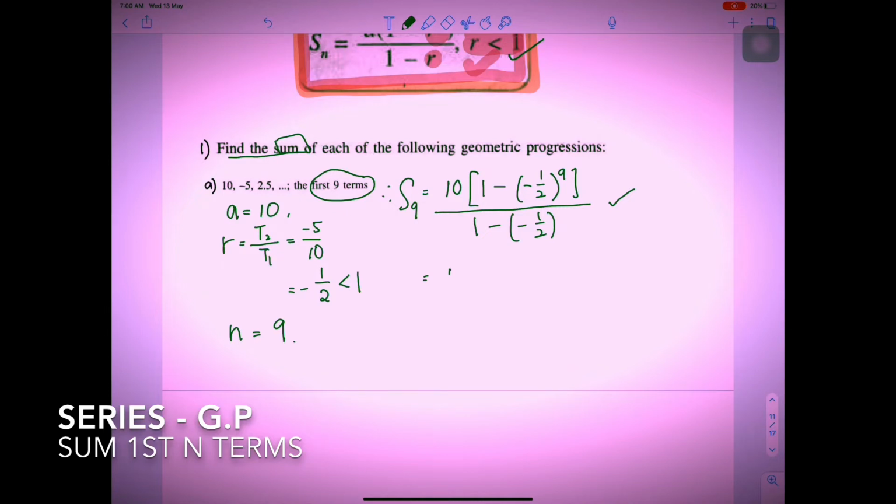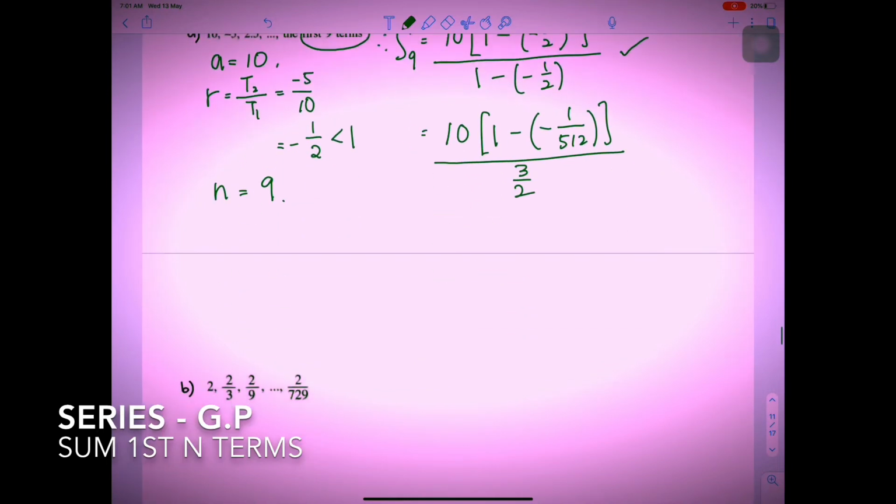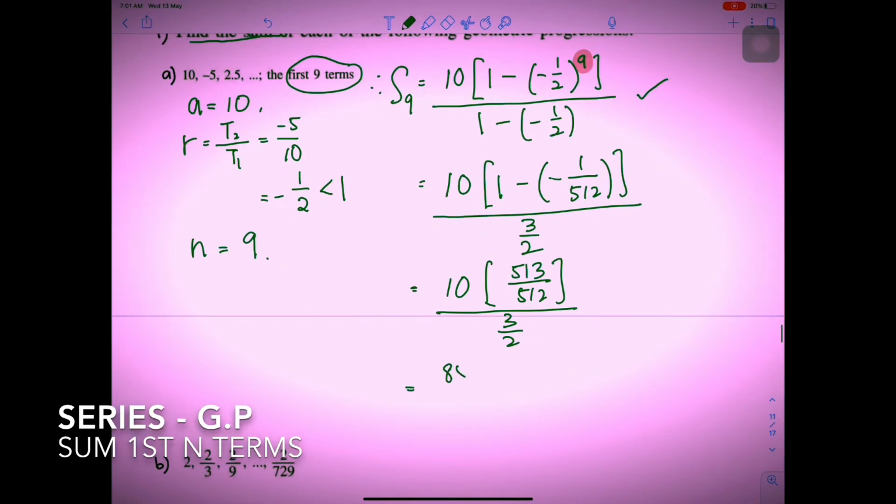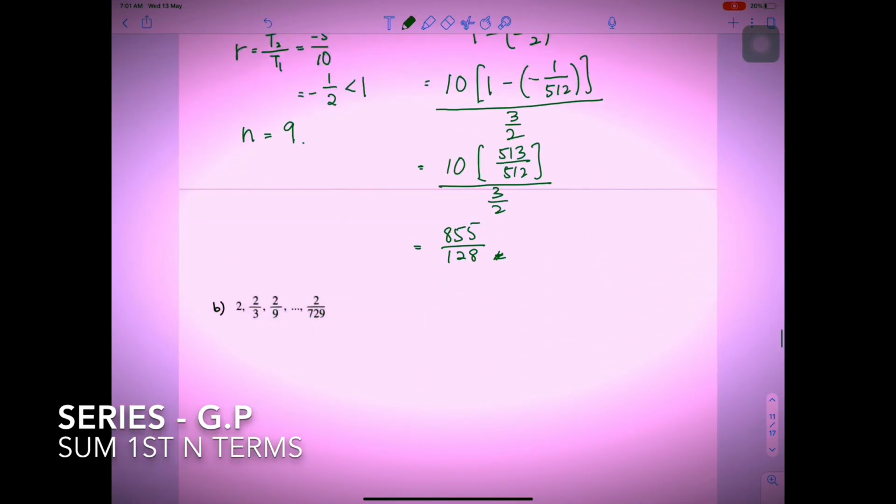So you get 10 times 1 minus negative 1 over 2 to the power of 9. Because the power of the base is negative, negative 1 over 2 to the power of 9 remains negative, which is negative 1 over 512. Then over 1 minus negative 1 over 2, you get 3 over 2. Then simplify using the calculator, you will get 513 over 512 over 3 over 2, so your final answer would be 855 over 128. Now let's look at question B.